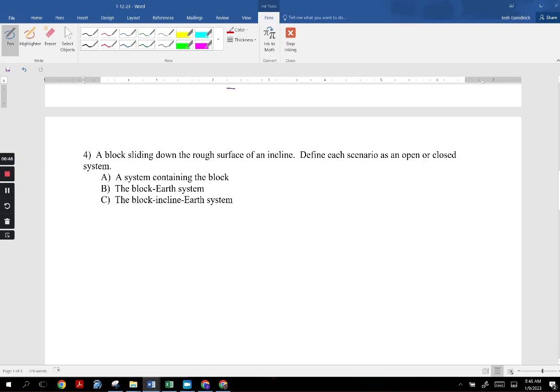A block sliding down a rough surface. Now, this rough surface phrasing is directly from AP, and you know that means you must include friction. So, is it open or closed? Let's just draw this out. You've got a block sliding down, and there is friction. I'm just putting mu there.